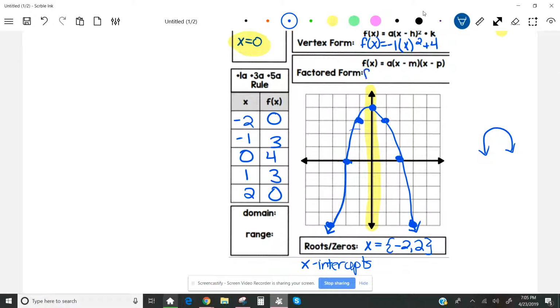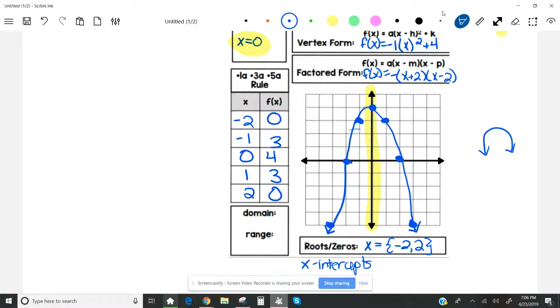So we put it in factored form. Our factored form actually uses our roots and zeros. So a is negative 1. It's the same a from before. We have x, and don't forget, if we have minus negative, then we don't need to put the minus negative. We can just make it plus. So it'll be x plus 2, and then x minus 2. So that's our factored form.